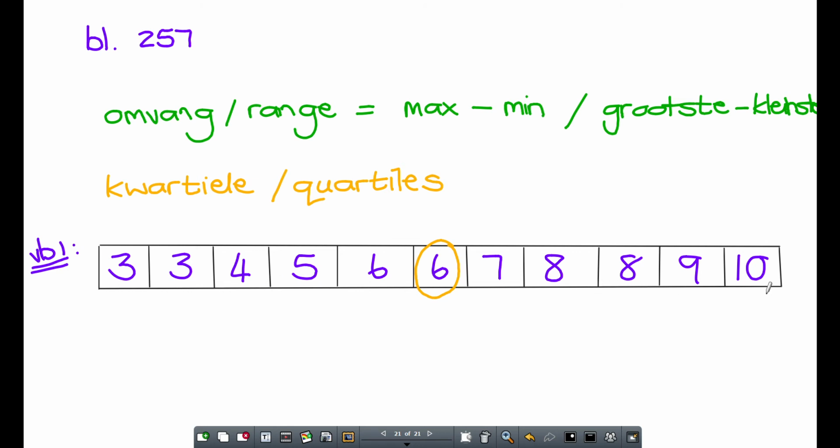Do you guys get that? An alternative method would be, if I want the median, I'm going to say 11 entries divided by 2 is going to give me... hey, kyk nou wat skryf ek. 5,5, so then we round it, so the 6th entry.